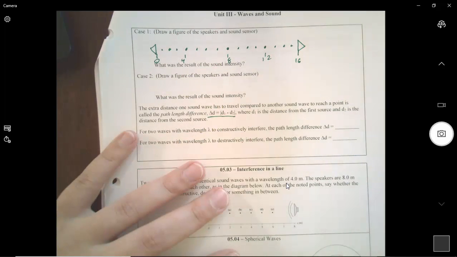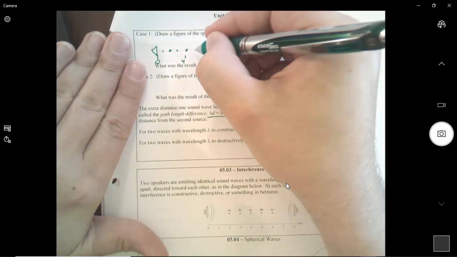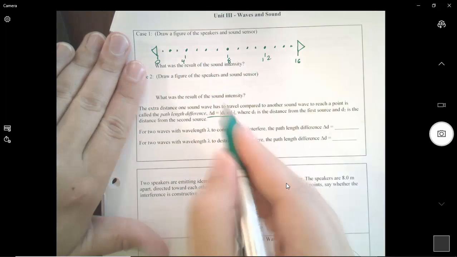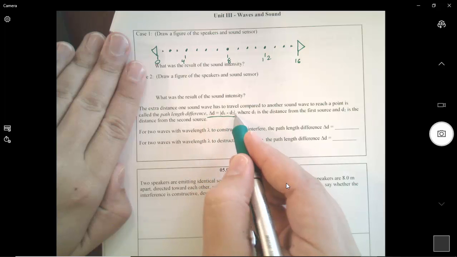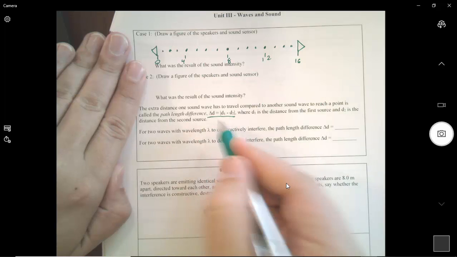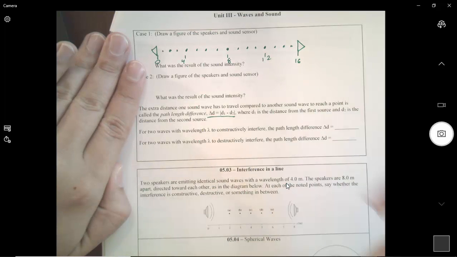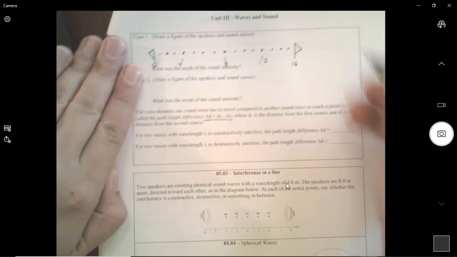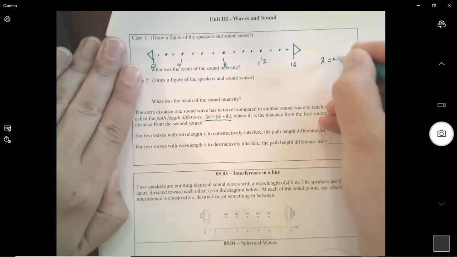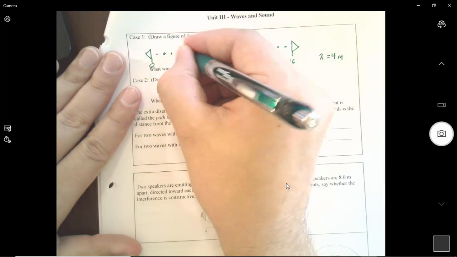Okay. So what we're going to do for each point, we're going to see how far it is to speaker 1, how far it is to speaker 2, and then we are going to take the absolute value of the difference between those two distances, and that's going to be our path length difference. And then we're going to see how that path length difference compares to the wavelength of the wave. So first of all, remember that we had a wavelength of 4 meters. Okay, so let's pick a point at 4 meters right here.